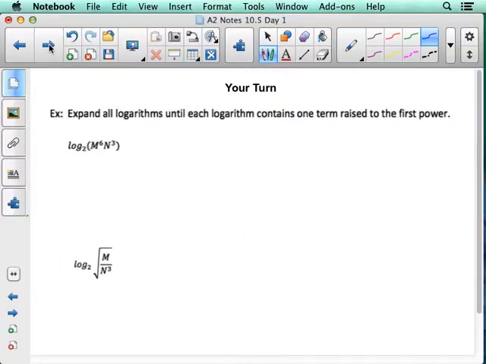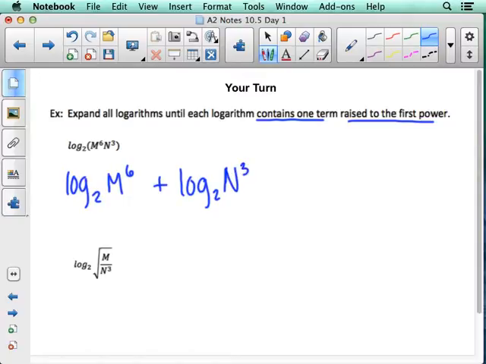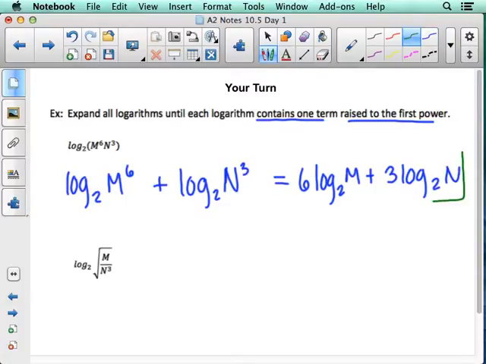All right, now we're expanding these, and it's the same thing until each logarithm contains one term raised to the first power. So this is multiplication, so I can expand it using addition. This becomes log base 2 of m to the 6th plus log base 2 of n cubed. And now my exponents can come out front. So final answer is 6 log base 2 of m plus 3 log base 2 of n. And that's your final.